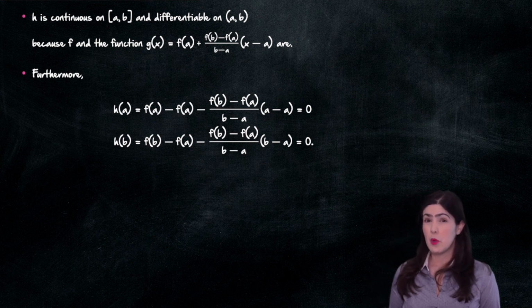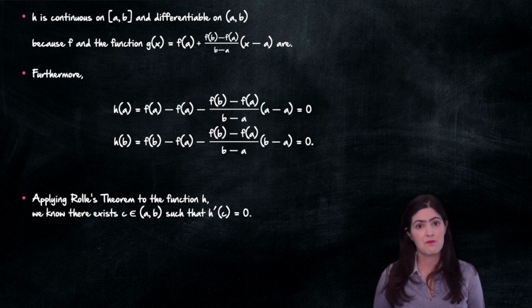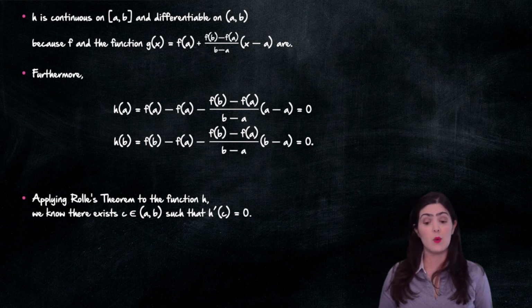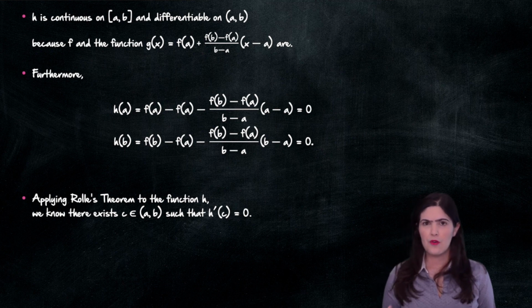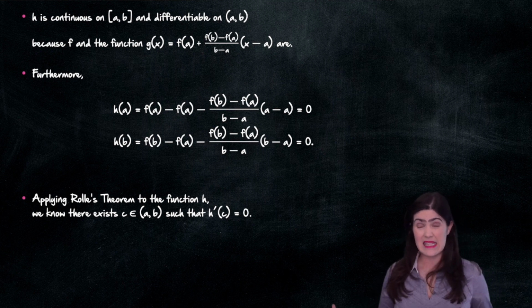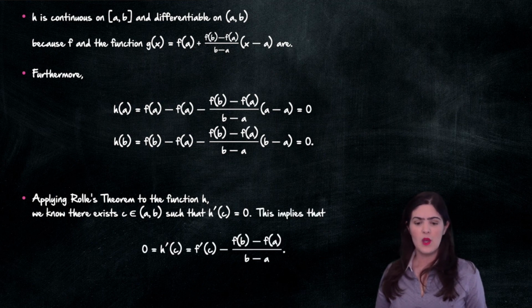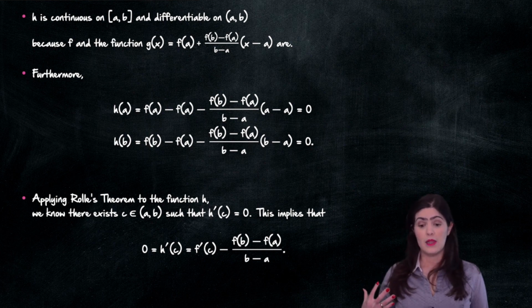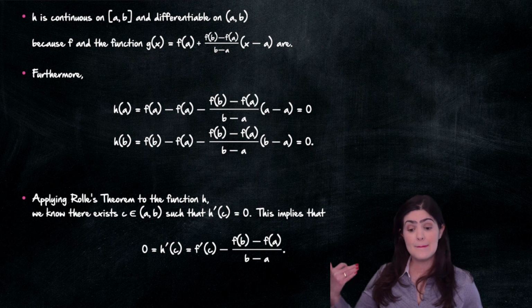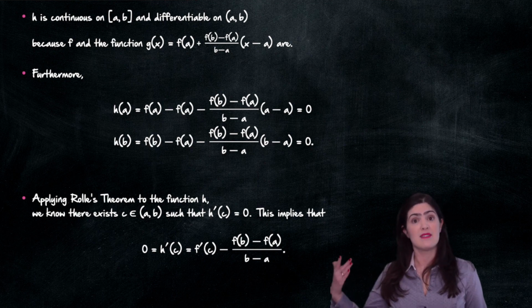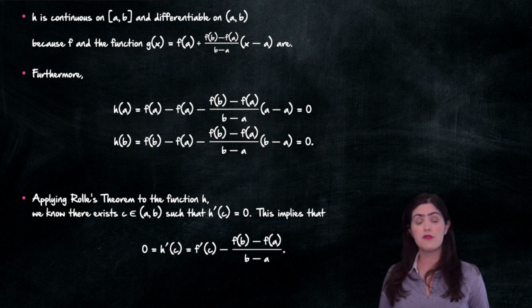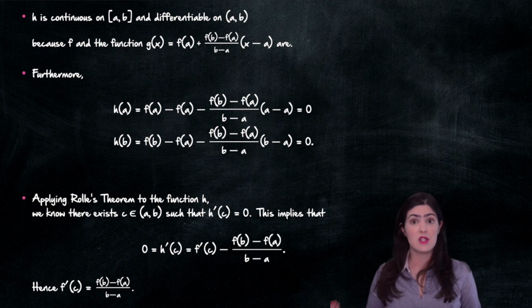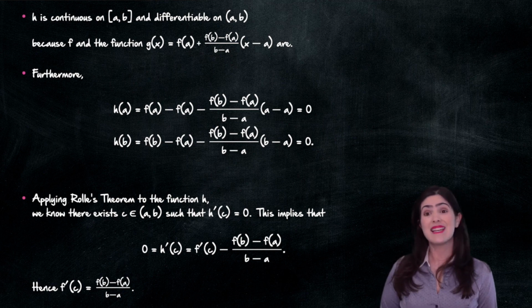So we know that I can find a point c between a and b such that h'(c) is equal to 0. But now let's try to write what h'(c) is. Let's expand it out and see what we get. We have that 0 is equal to h'(c), but h'(c) is f'(c) minus (f(b) minus f(a)) over (b minus a). Now if we rearrange this equation, we end up with exactly what we wanted, that f'(c) is equal to (f(b) minus f(a)) over (b minus a), which is exactly what we wanted to prove.